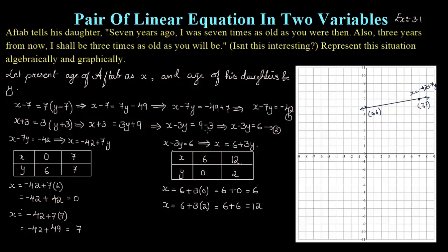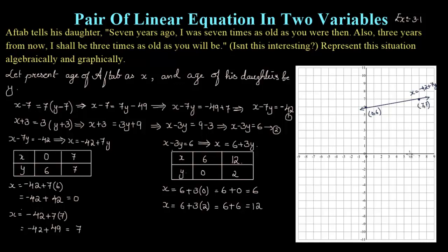Because it is a pair of linear equations, always you will be having 2 lines, right? 2 straight lines you will be having. Now you can observe here in the second equation, for the x value 6, you got the answer y as 0. So x is 6. On the x axis you search 6. Here it is. And y is 0.